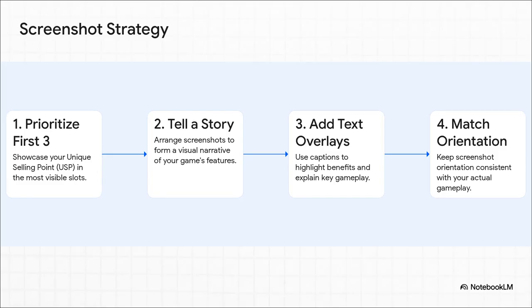So, how do we make screenshots that sell? First, your first 3 images are everything. They need to immediately show off what makes your game special. Second, don't just throw up random images. Tell a story. Show a progression. Third, use short, punchy text on the screenshots to call out cool features. And last, this one sounds simple, but it's so important. If your game is played vertically, make your screenshots vertical. It builds trust.